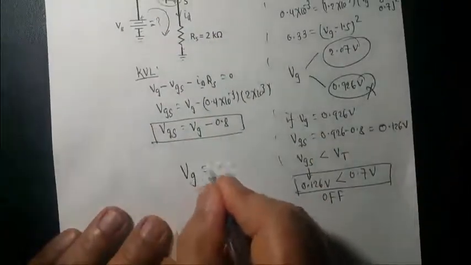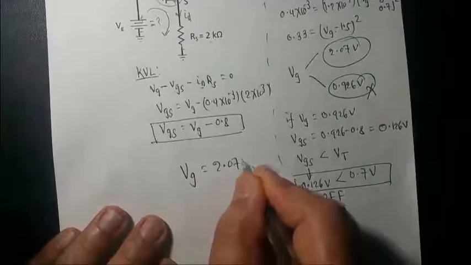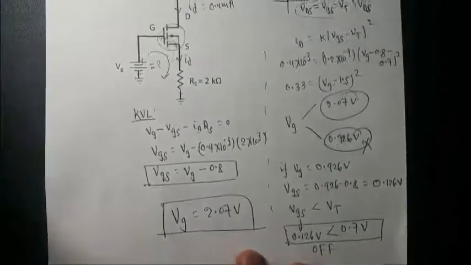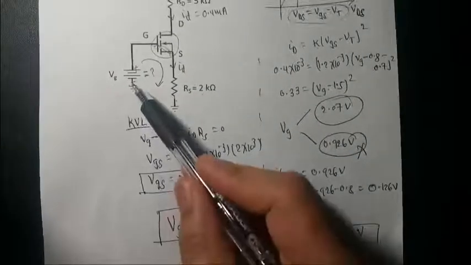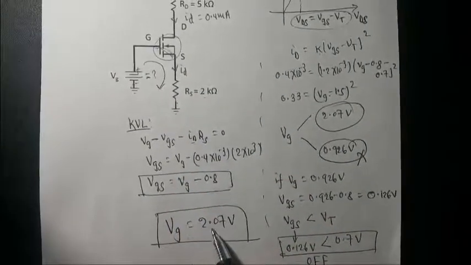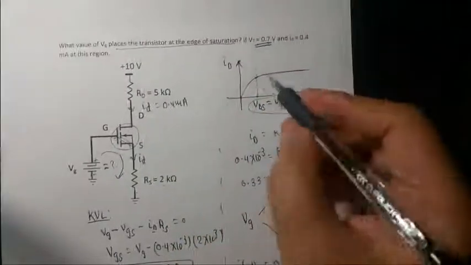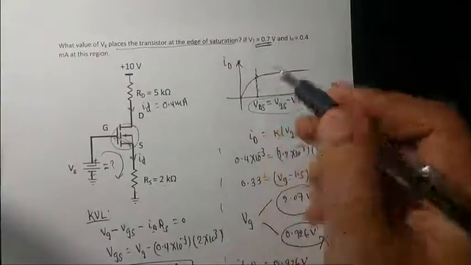So that means our final answer, VG, has to be 2.07 volts. Okay, so that's your final answer. This battery voltage has to be 2.07 volts to get this much drain current, and that will put the transistor in this region.